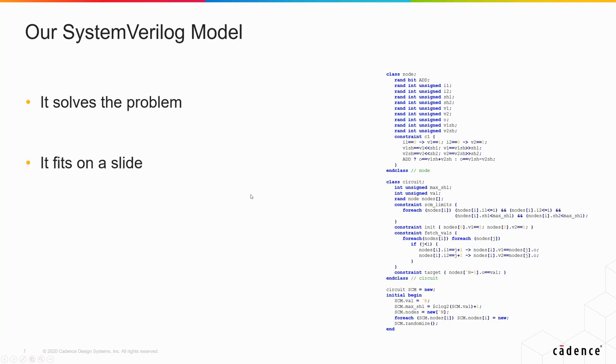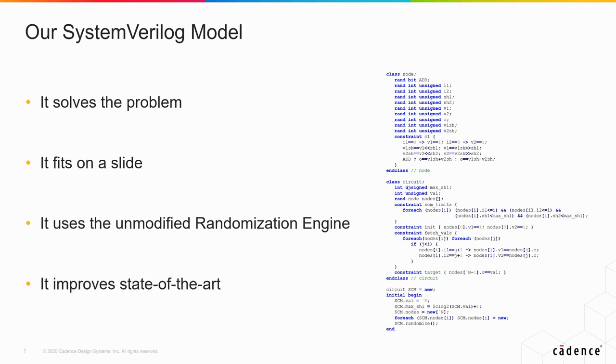My second point, it fits on the slide. I mean, that's about as much code it takes to solve this hard and interesting problem, which is a good illustration to the power of the modeling language and the tool. My third point, it uses the unmodified randomization engine, so we didn't need to do anything special just to model this problem and run it. And finally, it improves state of the art, as we would see in the next few slides.